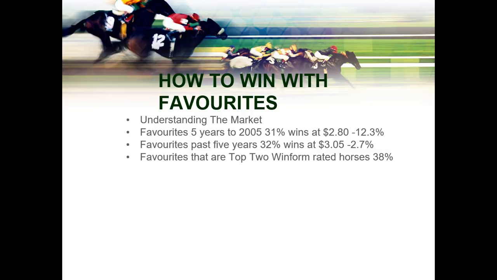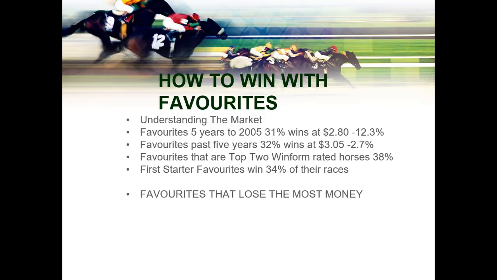If one of those two is favourite, 38% of them win. So straight away your percentage has gone up. Horses that are first starter favourites, in other words, horses that never had a start before, if they're favourite, the only reason they're going to be favourite is because the connections of that horse know about their ability. The only way you can find out about their ability, especially in Victoria, for example, where they don't have to have a public barrier trial, they win 34% of races. So once again, that's 2% more wins, and you're still going to get around the same average dividend.